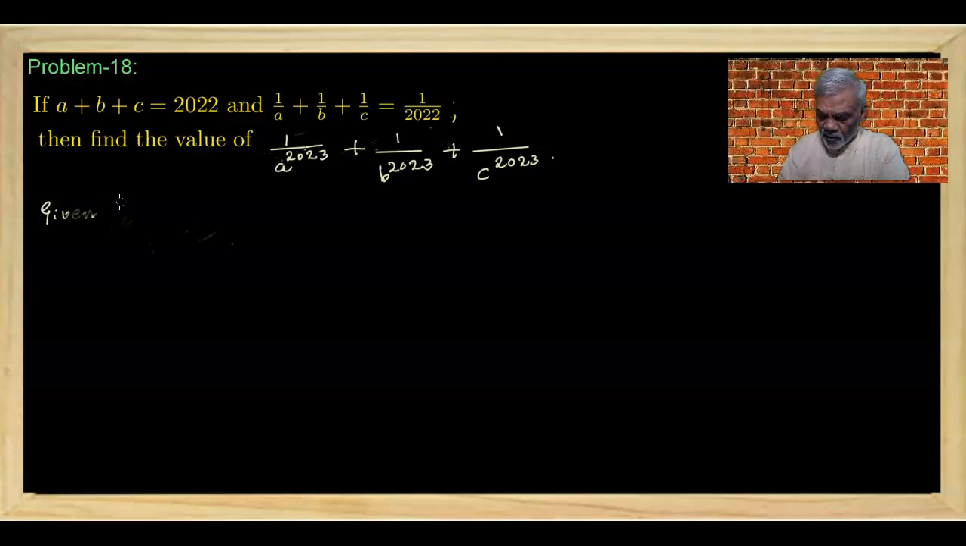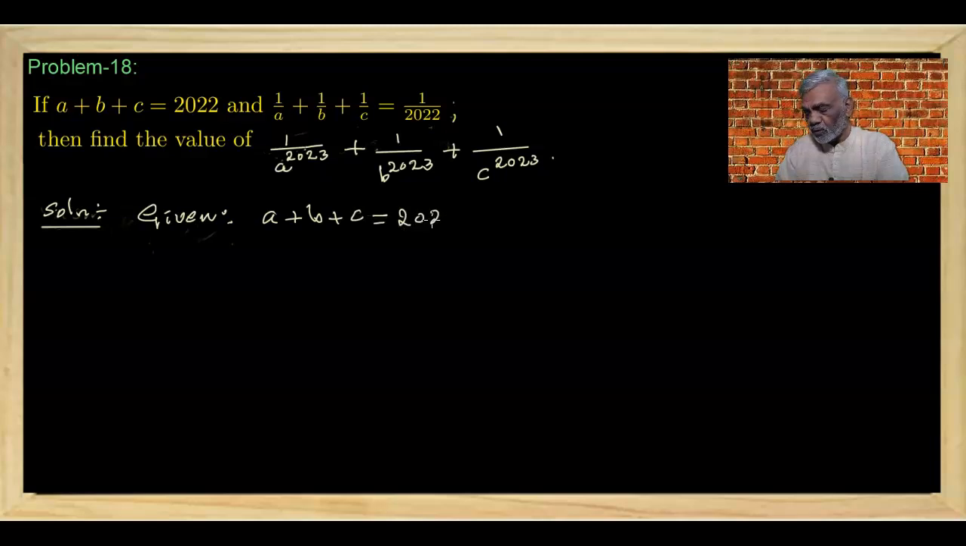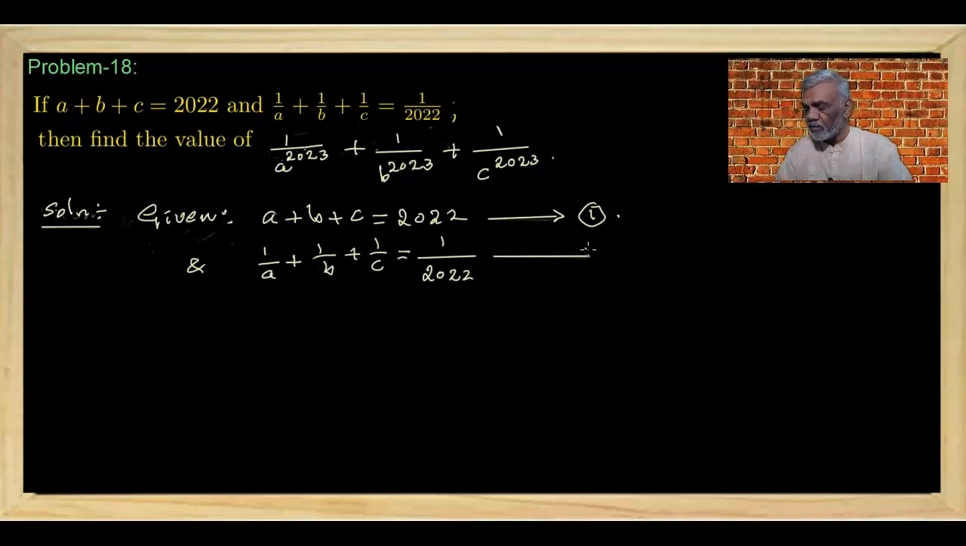Now, given solution for this problem. Given two equations here: a plus b plus c is equal to 2022, let me call this equation number 1, and 1 by a plus 1 by b plus 1 by c equal to 1 by 2022, and let me call this equation number 2.